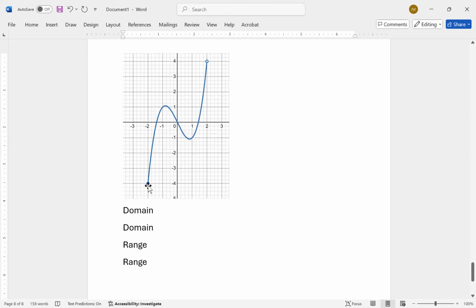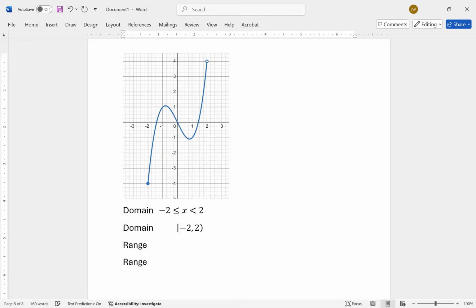The x values are going between -2 and +2. Since we have a closed circle at -2, our x value can touch -2. But we have an open circle at +2, so my x value cannot touch +2. That means if I'm doing interval notation, it will be square bracket, -2, comma, 2, and then parenthesis. So that's the interval there.